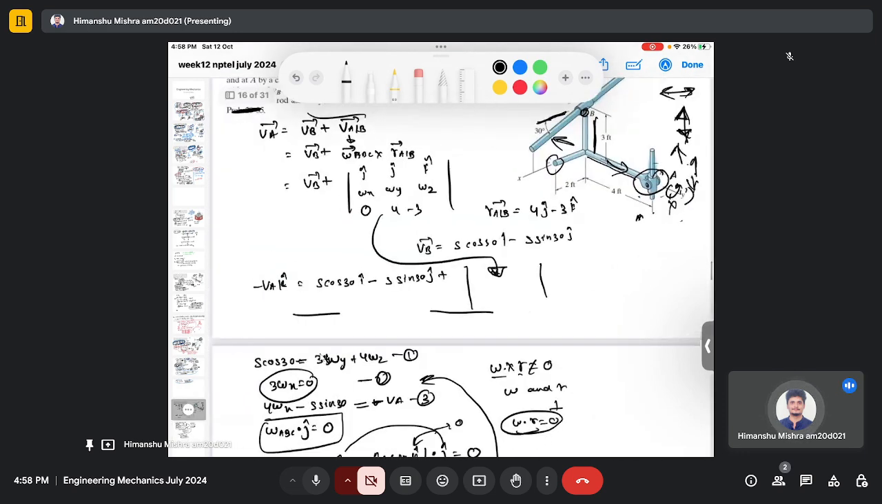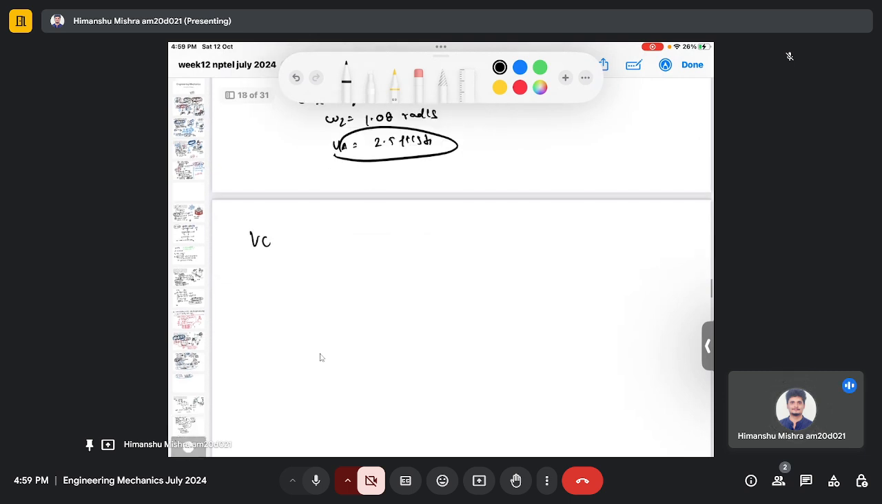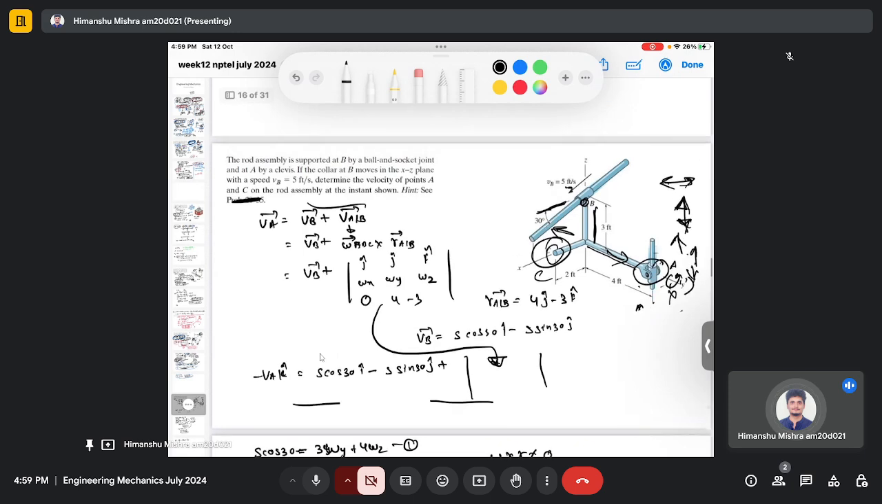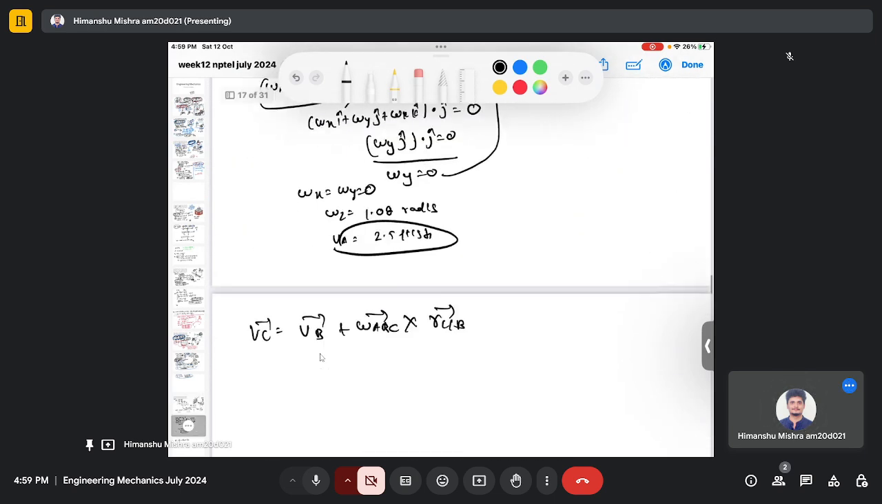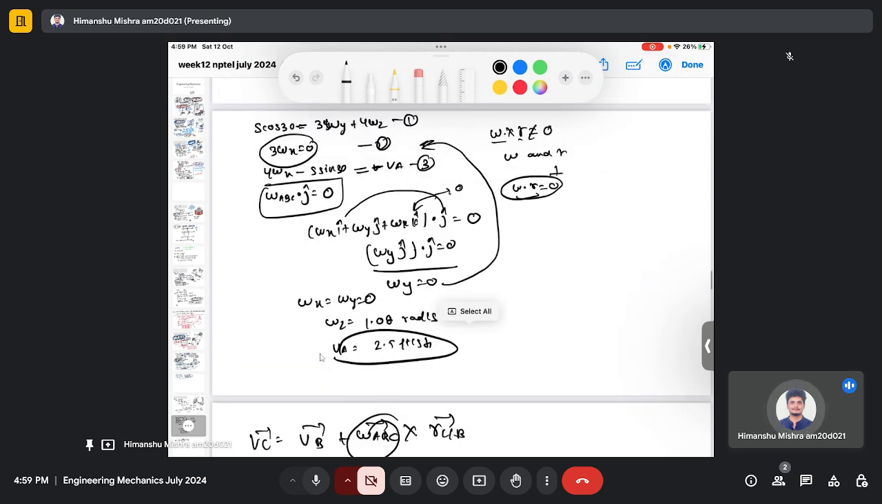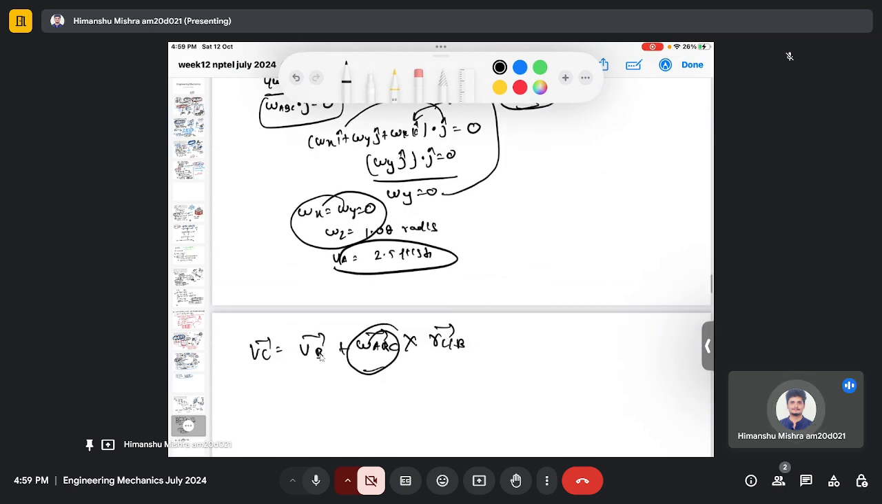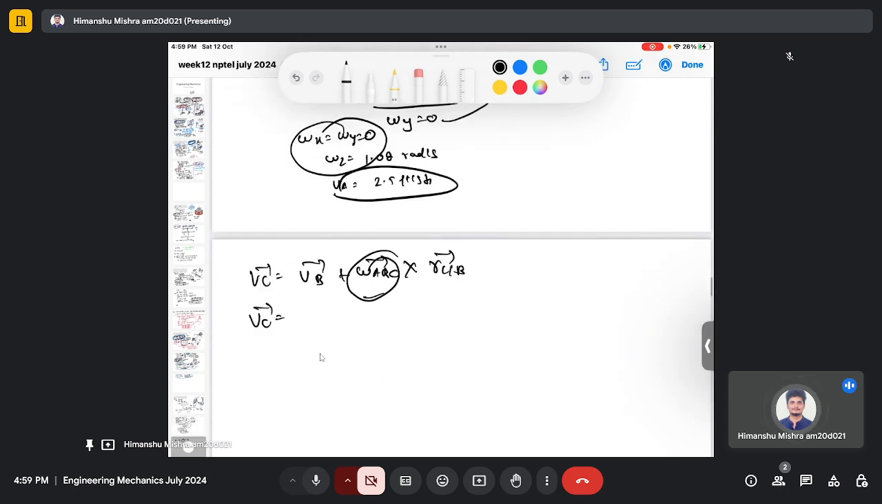Now we need to find the velocity of point C. Using the same formula, VC equals VB plus omega ABC cross RC with respect to B. Now what is RC with respect to B? This is 2 feet in the X, 3 feet in the Z. So RC with respect to B will be 2i minus 3k. And now we know this quantity. We have already found its components. So it is just a formula-based question now.